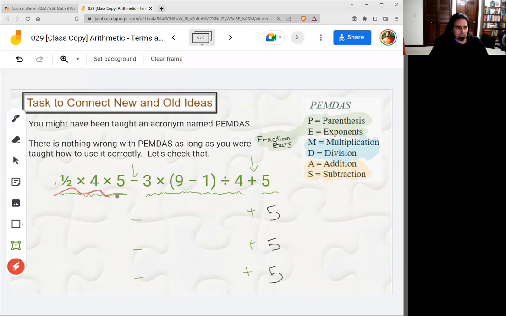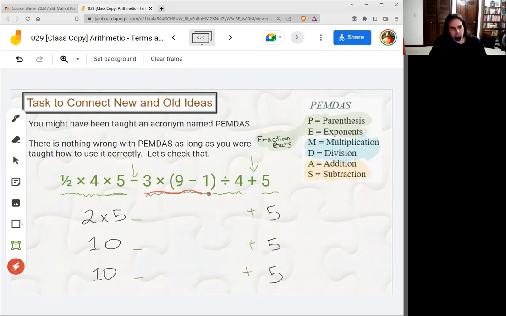How about this one? 1/2 times 4 times 5. I'm doing multiplication and division, so I'm going to go left to right. 1/2 of 4 is just 2. And 2 times 5 is 10. Maybe I need to keep going.